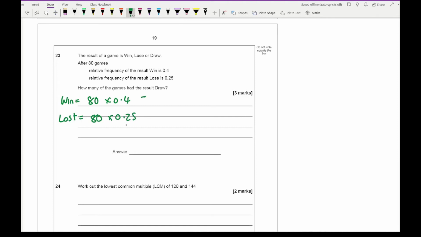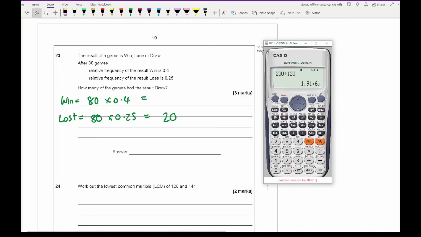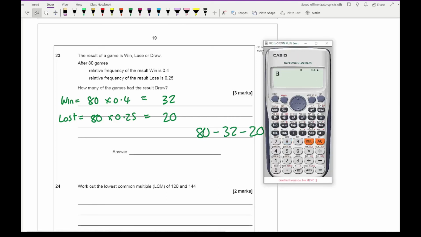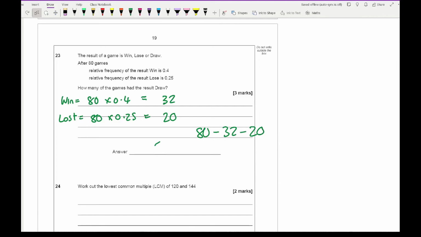So if I just now type that into my calculator, I can see that the loss one is 25% of 80, which is 20, and 80 times 0.4 is 32. So all I then need to do, if there are 80 games in total, is just do 80, take away 32, take away 20, and let's just quickly do that. So 80 minus 32 minus 20 gives me an answer of 28.